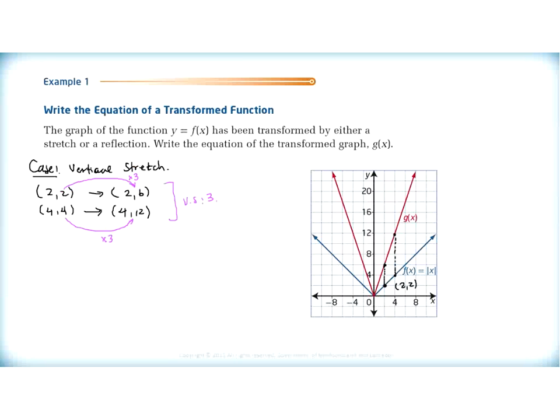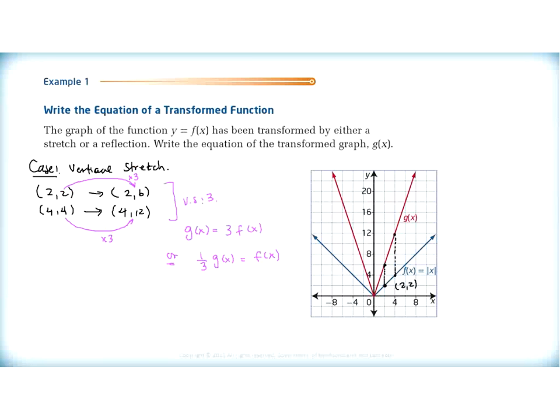We need to write the equation of the new graph. The equation of the new graph, g of x, will be this. g of x will equal a stretch vertically by a factor of 3. A vertical stretch of 3 will simply be 3 times f of x. Or I could write it as 1 over 3 g of x equals f of x. Either of these are fine. That's a vertical stretch of 3 units.